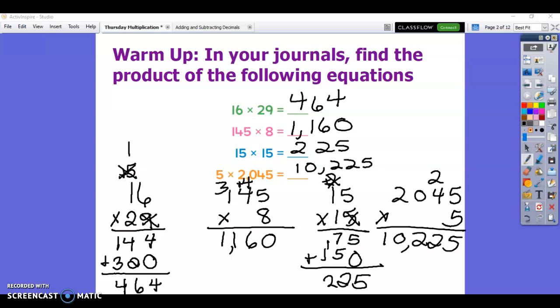So pause the video here and make sure that you went through all of your steps. All of these equations are the different types of multiplication that we've been learning the last 2.5 weeks. So here we are going to move forward with our word problems.